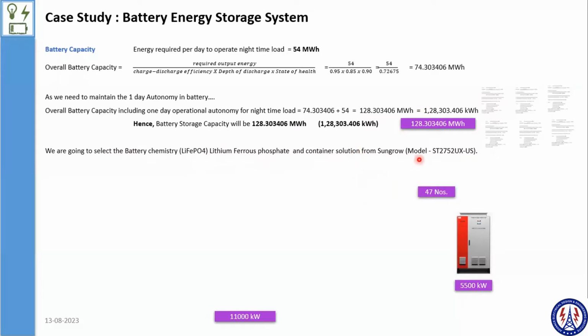So a container solution with the model ST2752UX. This model I am planning for from the Sun Group. You can even refer to this model on Google, and you will get all the details in the datasheet that I referred to. Each container of this model will have a storage capacity of 2752 kilowatt hour of battery, right? And the battery voltage range is 1160 volt DC to 1500 volt DC.